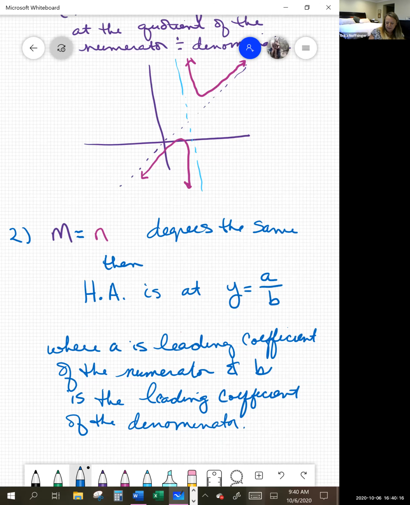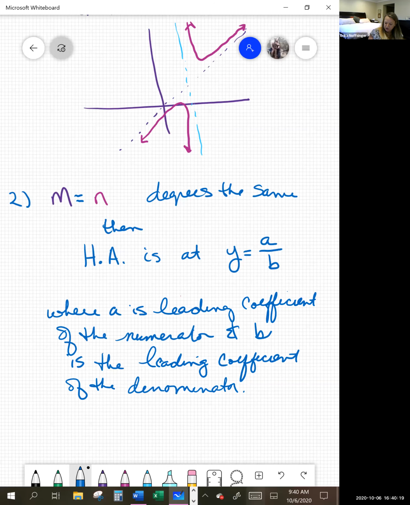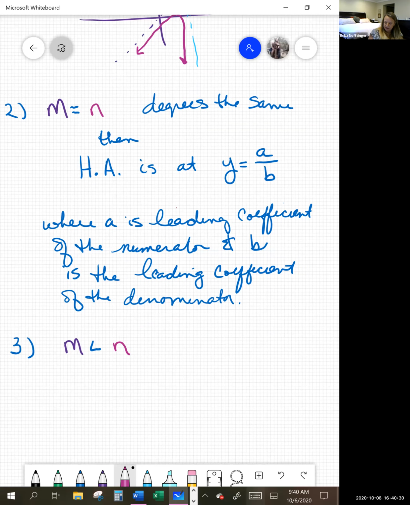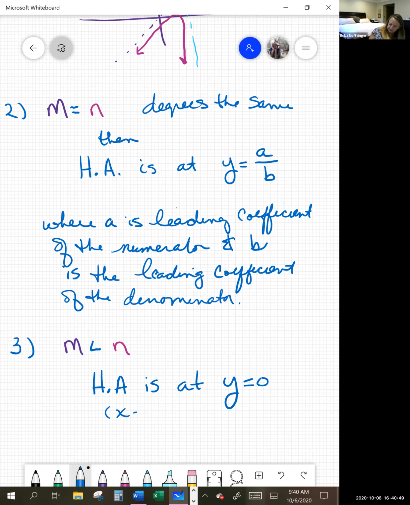And then the last case scenario is where the degree of the numerator is less than the degree of the denominator. If that's the case, we also have a horizontal asymptote, and it's at your x-axis. So the horizontal asymptote is at y equals 0, your x-axis.